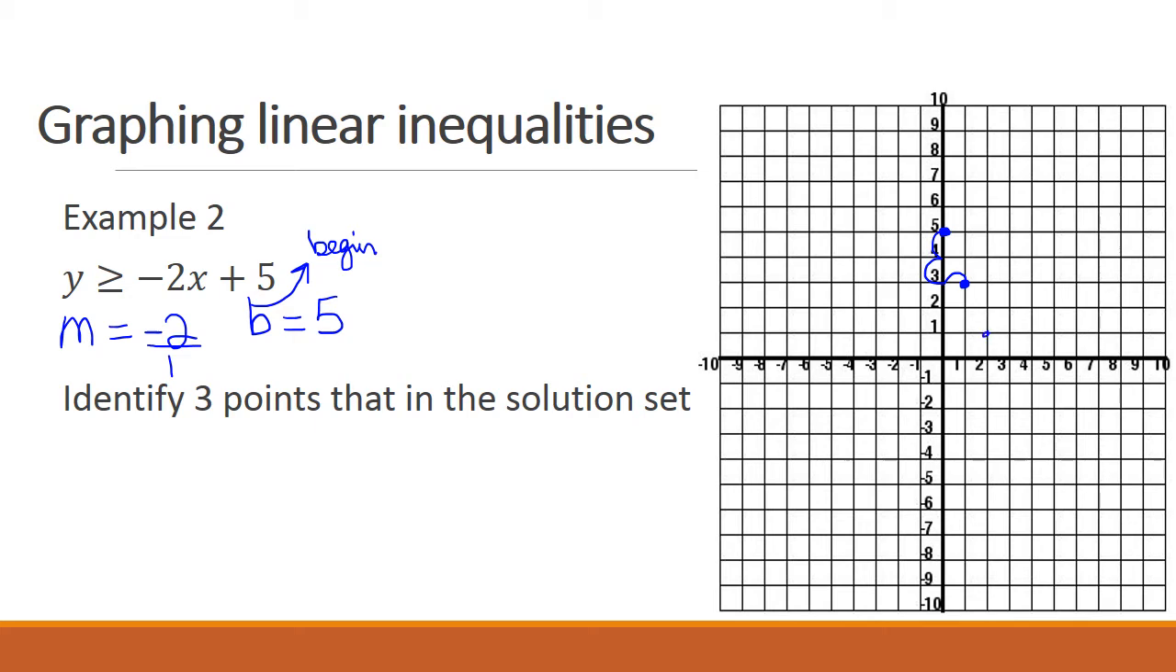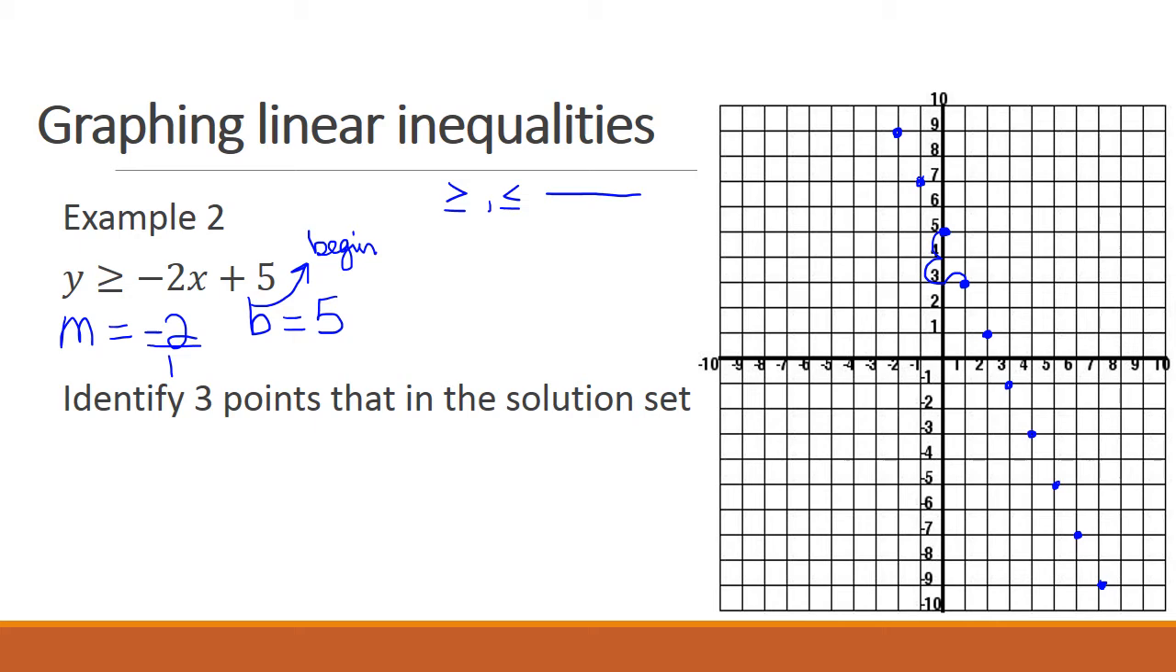And I'm going to continue graphing my points to be able to graph the boundary line. So for equations, we have lines, and for inequalities, we have what we call a boundary line. And we call it a boundary line because when we have greater than or equal to, and when we have less than or equal to, we make a solid line.